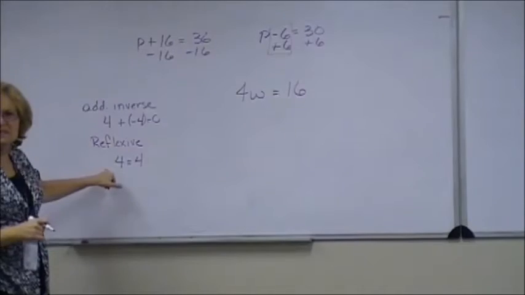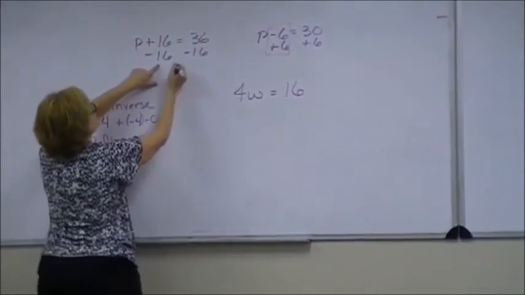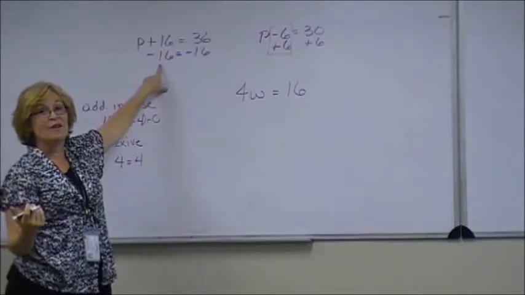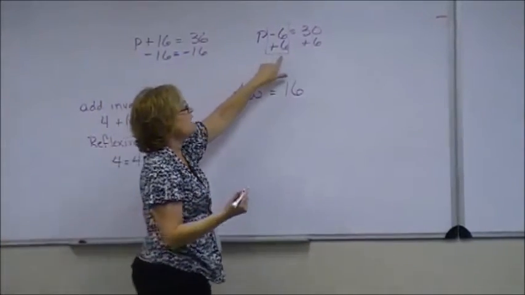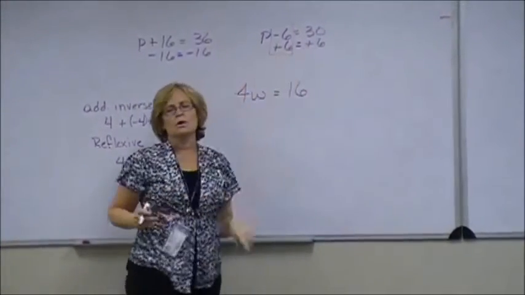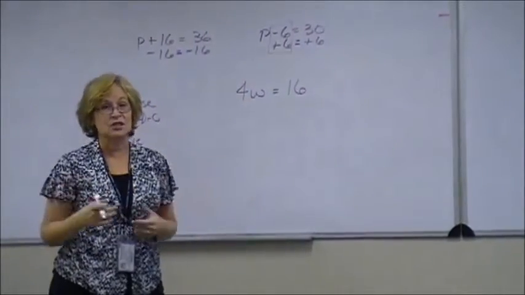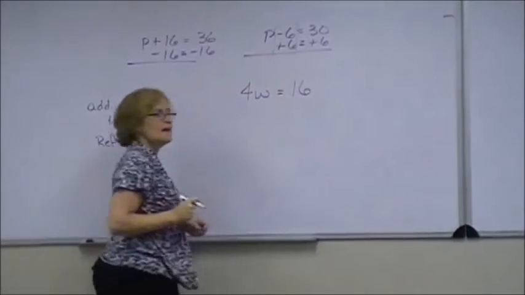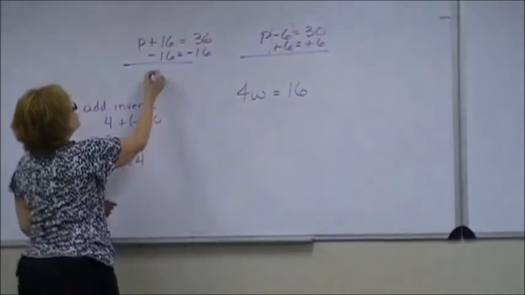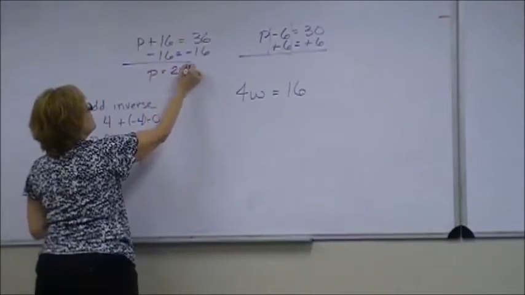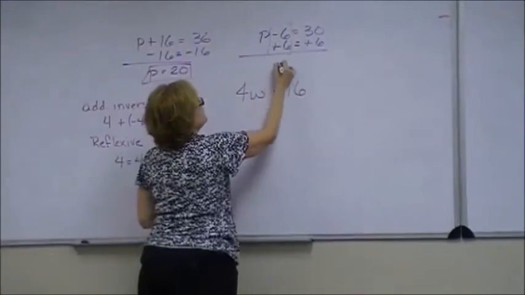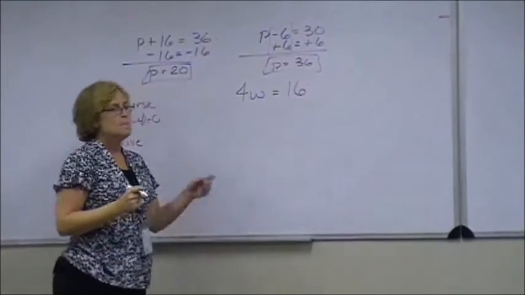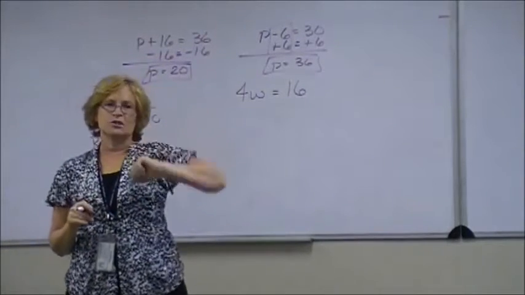Now, where is the reflexive coming in? That's because negative 16 is equal to negative 16. I did not change the value. And positive 6 is equal to positive 6. I did not change the value. And then I combine both lines and I solve. So p would be equal to 20 and p would be equal to 36. How do I know? Plug it back in, boom, boom, check, check.